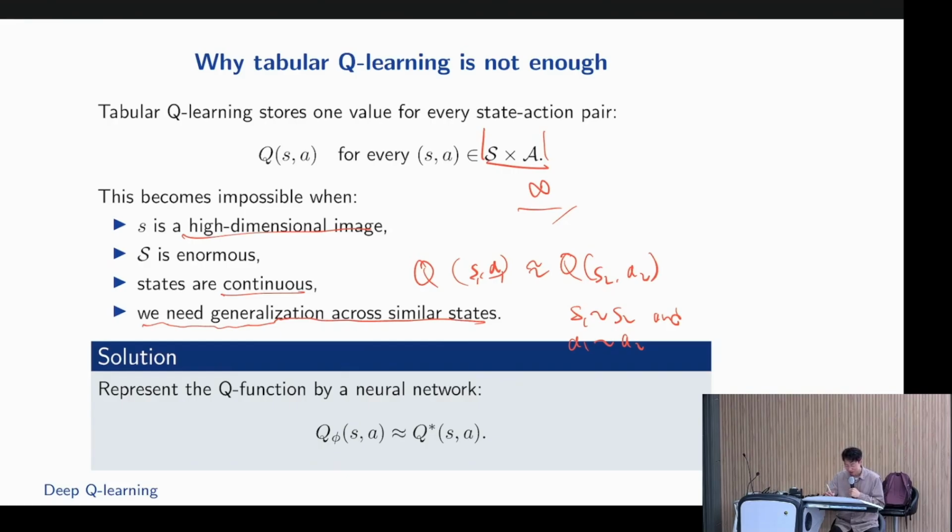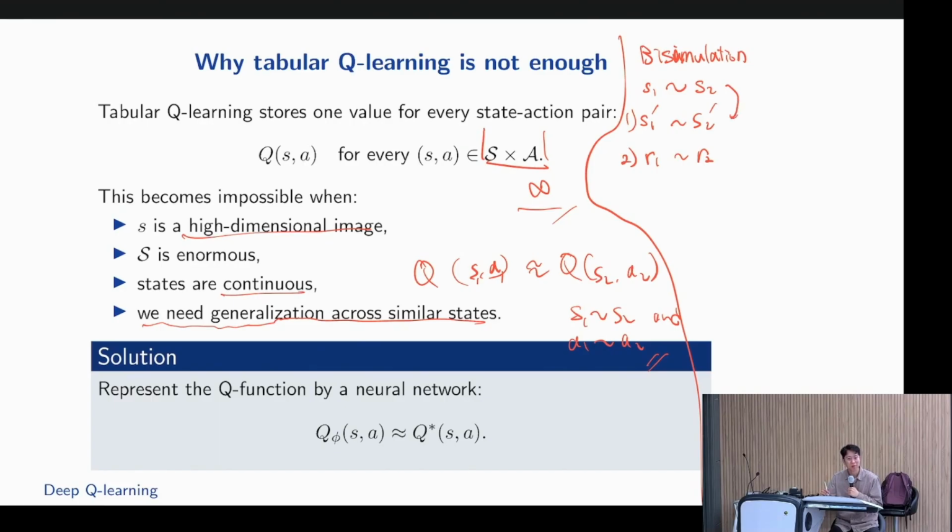In mathematics, there's a well-established notion of bisimulation. Intuitively it sounds easy, but how do you mathematically define what's similar in an RL context? Two states, S1 and S2, are similar if the next state is similar and the reward is similar. This is recursively defined. If you're interested, look up bisimulation. Anyway, we need to do something about this.